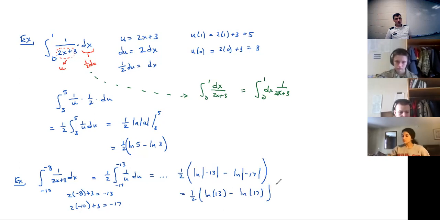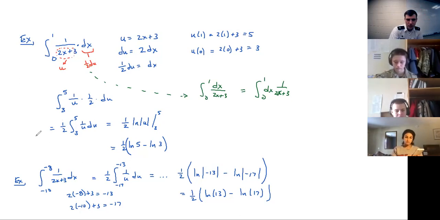So the natural log function is an increasing function. It looks like this. So the farther out you go, the bigger it gets. So the natural log of 17 is bigger than the natural log of 13. So I'm going to get a negative number when it's all said and done. But the fact is that this function right here, oh, shucks. There's no like undo function, I don't think, is there?